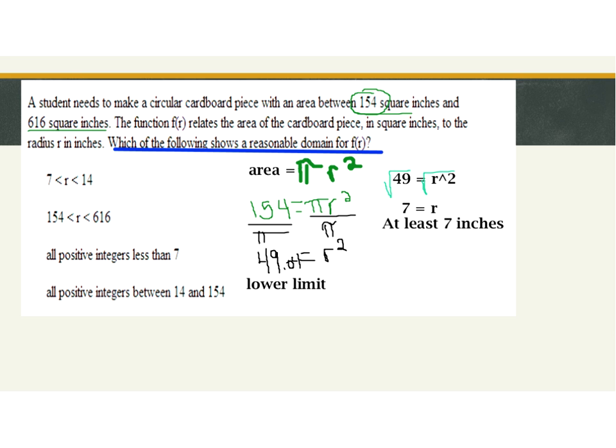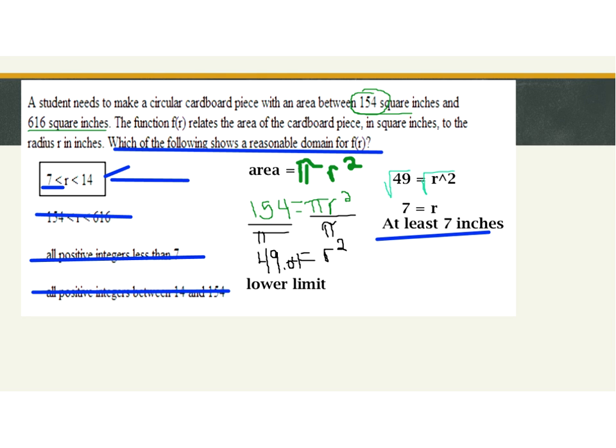So in essence, we're saying it has to be this one, because this one would be too large. This one says all positive integers less than 7. Well, 7 is our lower end, right? And here it says all positive integers between 14 and 154. Well, that's not it either, because we just determined that 7 was our lower end. So this would be the correct answer. Do you guys understand that?